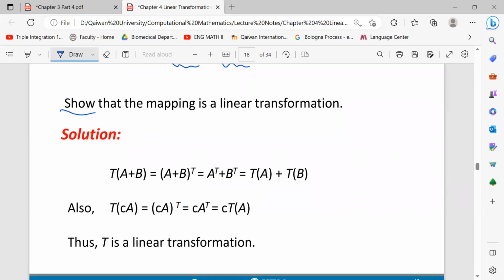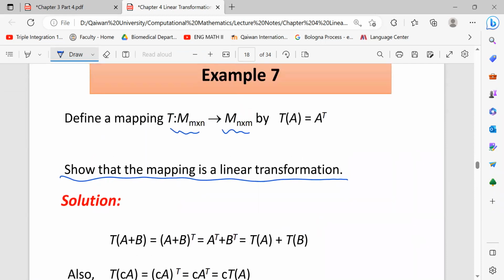Then it says show that the mapping is a linear transformation. As it says show that, it must be a linear transformation. But if it says determine whether it is a linear transformation or not, then it may or may not be. But as it says show that, it's true. You must show that it's a linear transformation. How to show this?